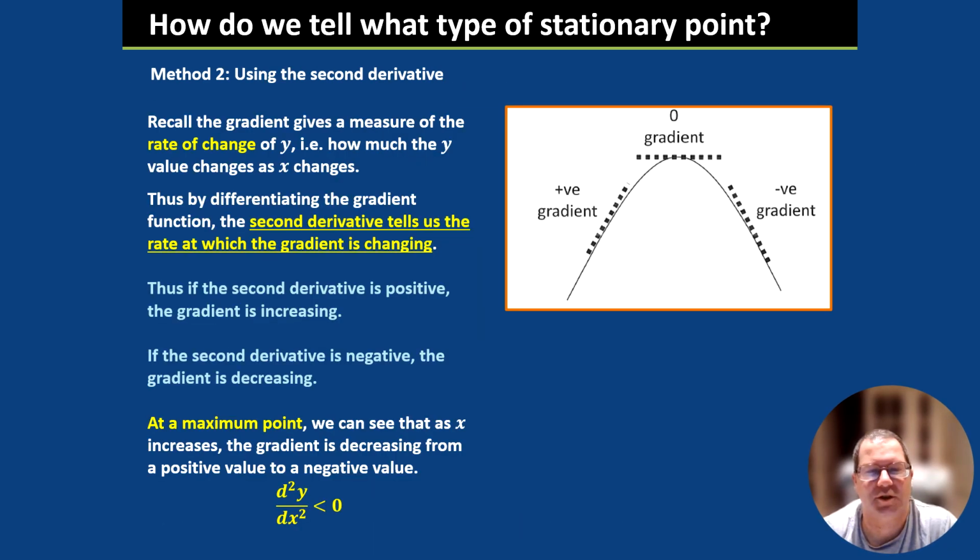The second method is to use the second derivative. So recall that the gradient gives us a measure of the rate of change of y, i.e. how much the y value changes as x changes, and thus by differentiating the gradient function, the second derivative tells us the rate at which the gradient is changing. Thus, if the second derivative is positive, the gradient is increasing, and if the second derivative is negative, the gradient is decreasing. So at a maximum point, we can see from the diagram that as x increases, the gradient is decreasing from a positive value to a negative value, and hence the second differential is negative. And similarly, at a minimum point, the second differential would be positive.